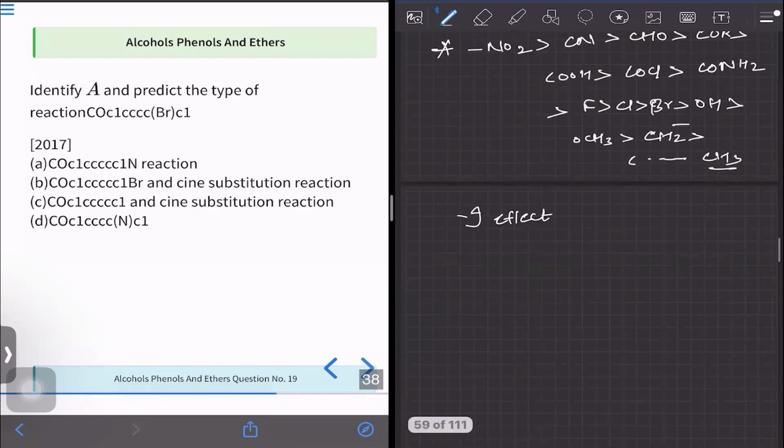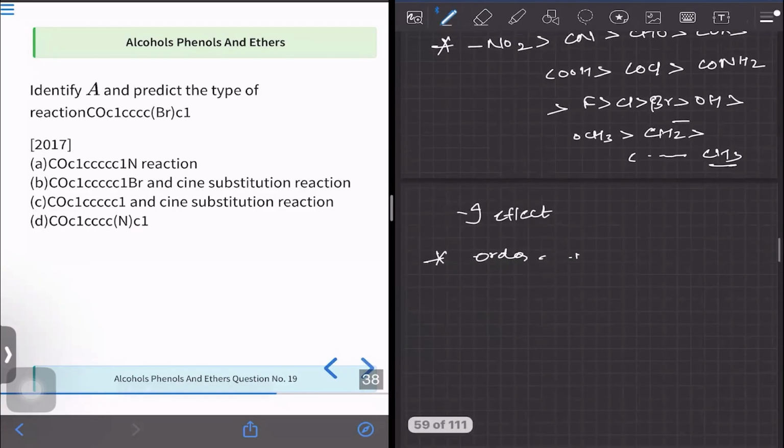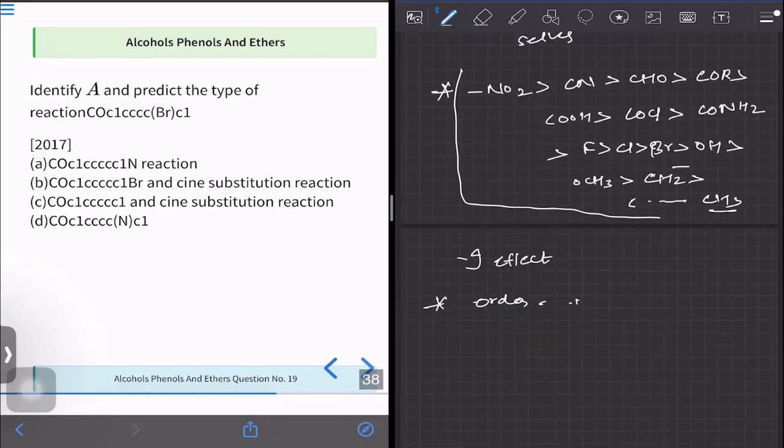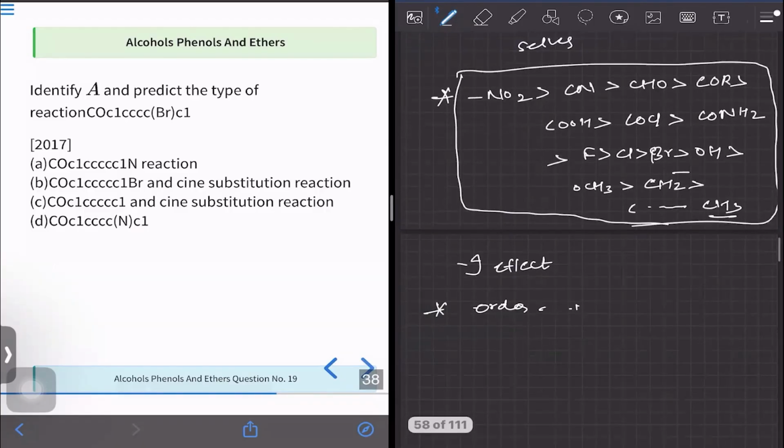I suggest you guys please remember this order. This is very important to solve this type of question. You should remember this order, which is very important. NO2 is a strong minus I group. It exhibits minus I effect.